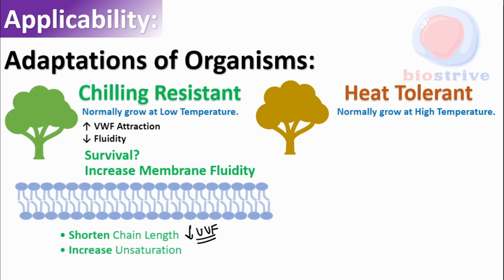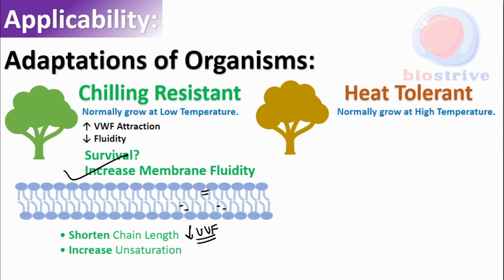All right. And the second thing these plants can do is increase unsaturation, introduce more double bonds, introduce kinks. These kinks will increase the distance between these fatty acyl chains. Due to the increase in distance, the attractive forces will decrease. Again, distance will increase and fluidity will be more. That's how the chilling resistant plants adapt. They shorten their chain length and increase their degree of unsaturation.